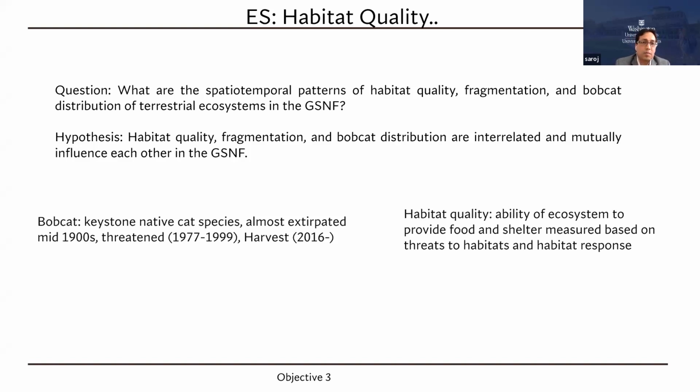So bobcat had a similar fate. It was abundant pre-European settlement and was almost extirpated in the mid-1900s. And then again, it came back and was listed as threatened between 1977 and 1999. Because it was listed as threatened, it came back, and now it has an abundant population, and the government started providing permits for its harvest since 2016.